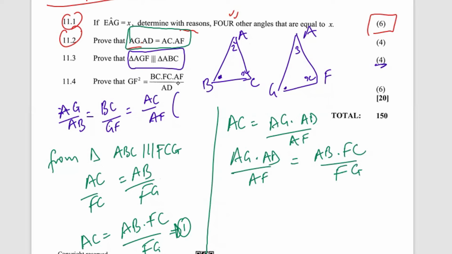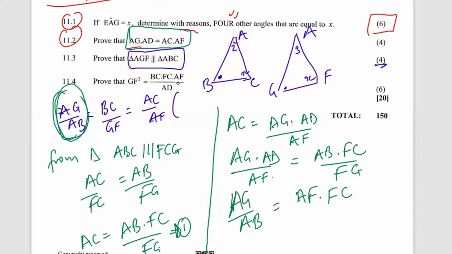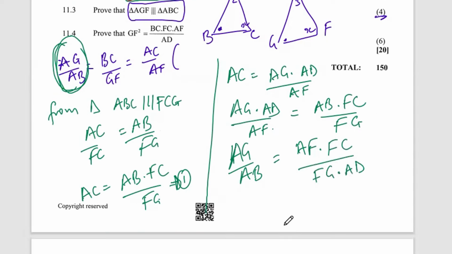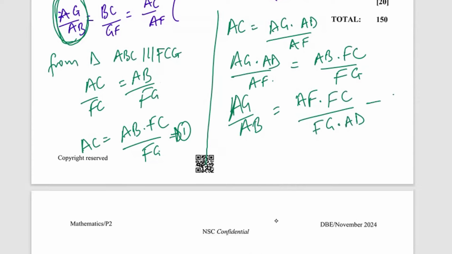Okay. So what I can see, I need to bring out something, and that something that I need will be the AG over AB. I need this to come out of this. So it means I need to take this one that side and bring this one down. So I have AG over AB. If I bring this one down, I'll have my AF multiplied by FC over FG multiplied by AD. Okay, we're not yet there, we're almost. Call that probably equation number 2.